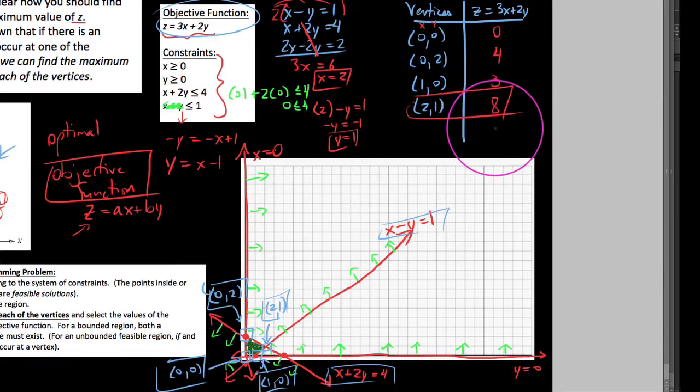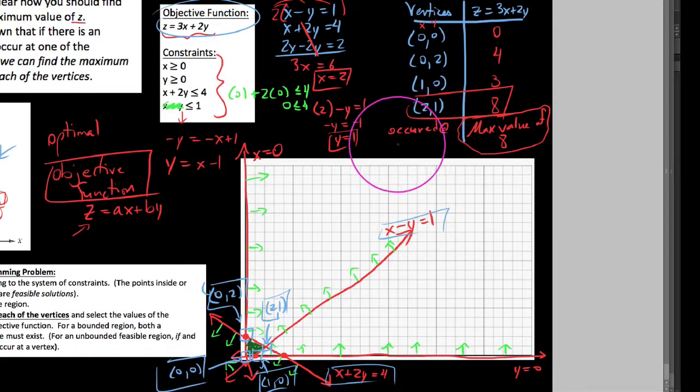So we would say this, and this is really important: we have a maximum value of 8. And that is not the same thing as answering the question, where did it occur? It occurred at the point 2, 1. So asking where it occurs and what the maximum value is are two separate questions. But this is essentially what we do when we're doing linear programming.